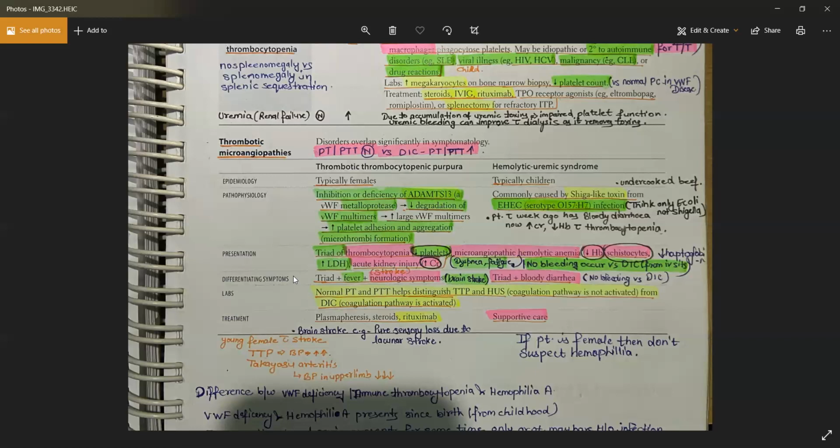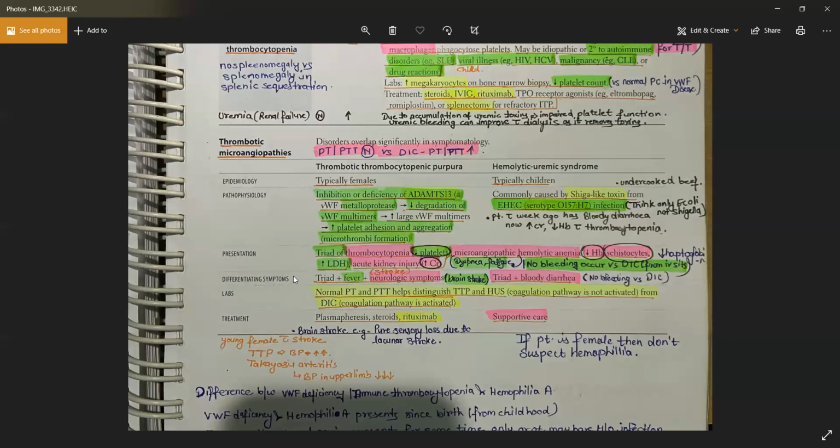Okay, so what is the presentation of this disease? First of all, you will get a triad of thrombocytopenia, which means low platelets. You will get a microangiopathic hemolytic anemia in which you will have schistocytes, low hemoglobin and high LDH count, and above that you will also have acute kidney injury because of the microthrombi in the renal vessels. So a kidney injury, the microangiopathic hemolytic anemia, which means low hemoglobin and schistocytes, and the thrombocytopenia, which means low platelets. These are the classical triads common for both thrombotic thrombocytopenic purpura and hemolytic uremic syndrome.